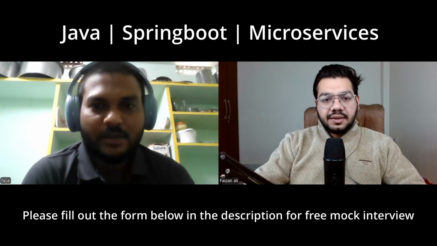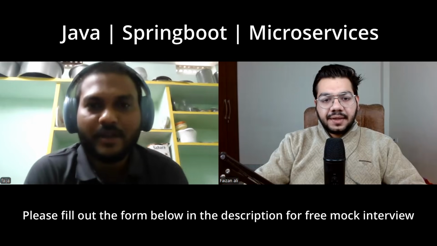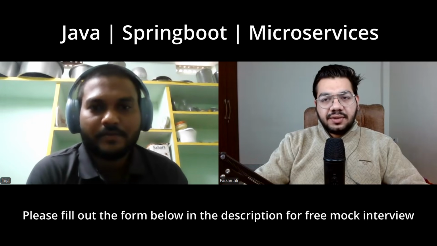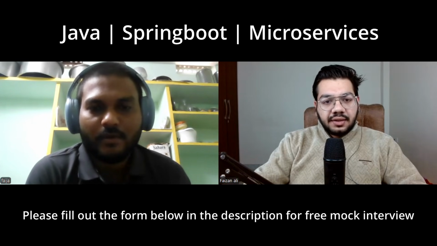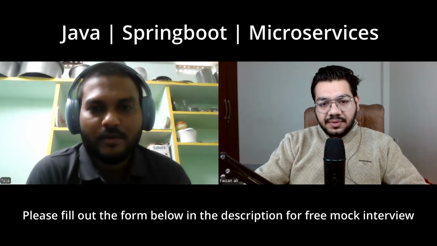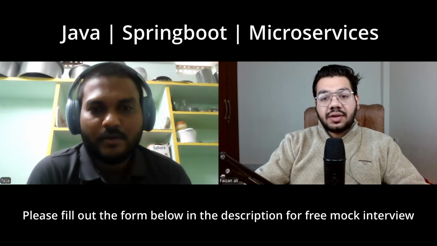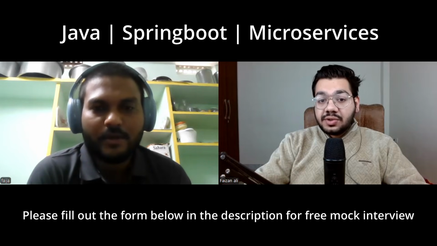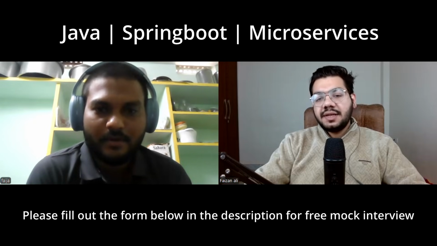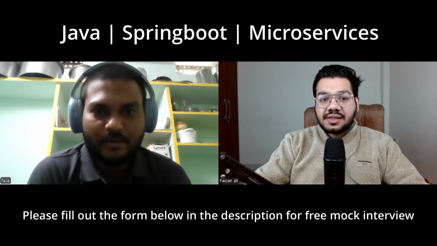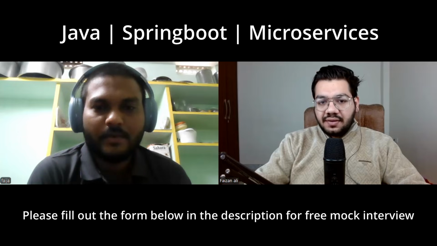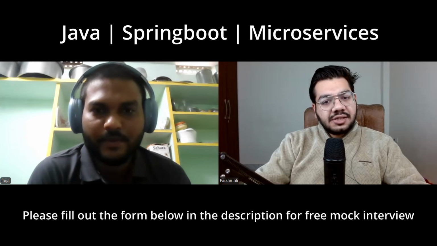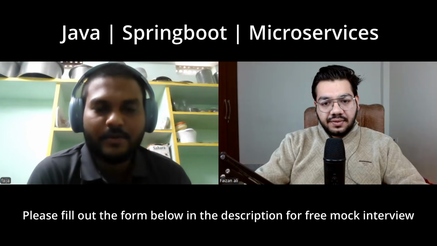Correct. You are correct, but let me tell you in short. Spring supports several bean scopes. Singleton is the default: one instance per Spring IoC container. Prototype is a new instance every time. Request is one instance per HTTP request. Session is one instance per HTTP session. And then we have global session, one instance per global HTTP session.